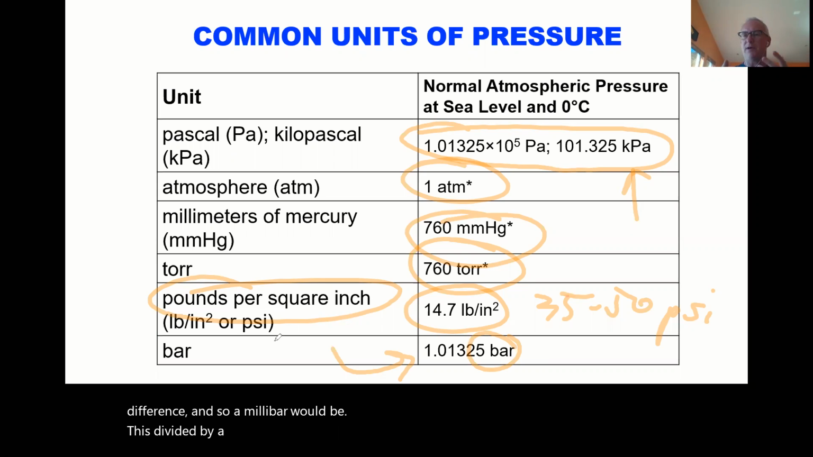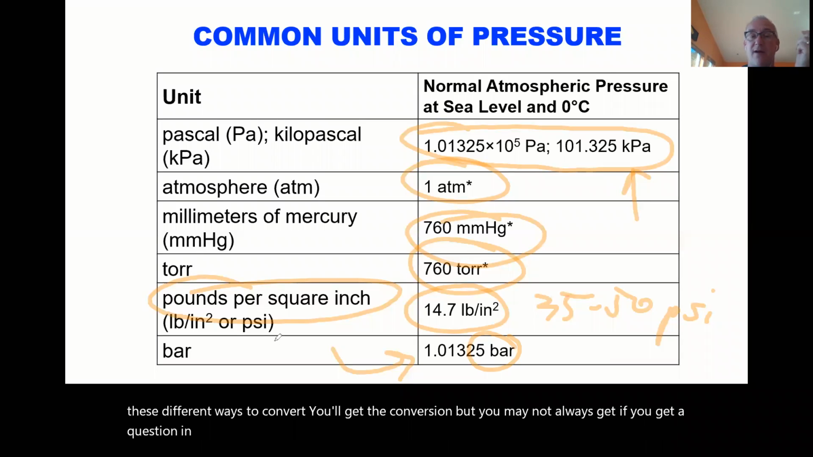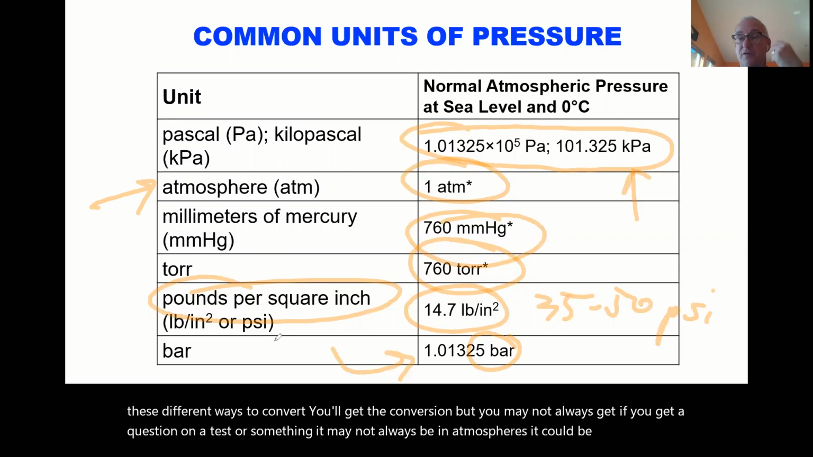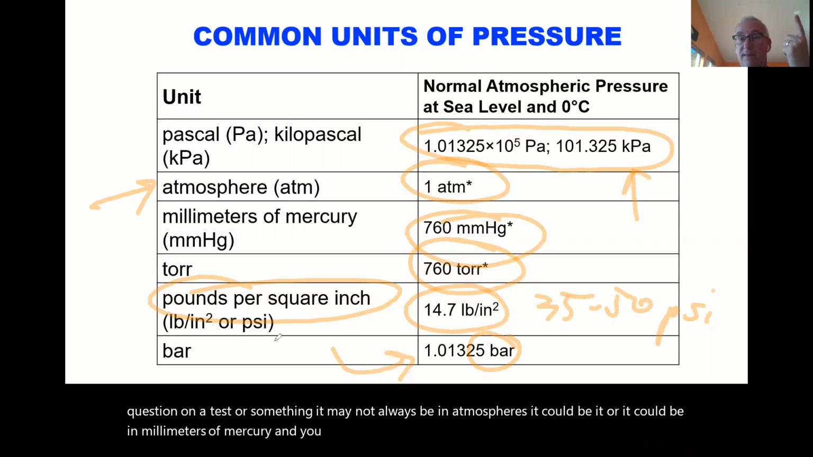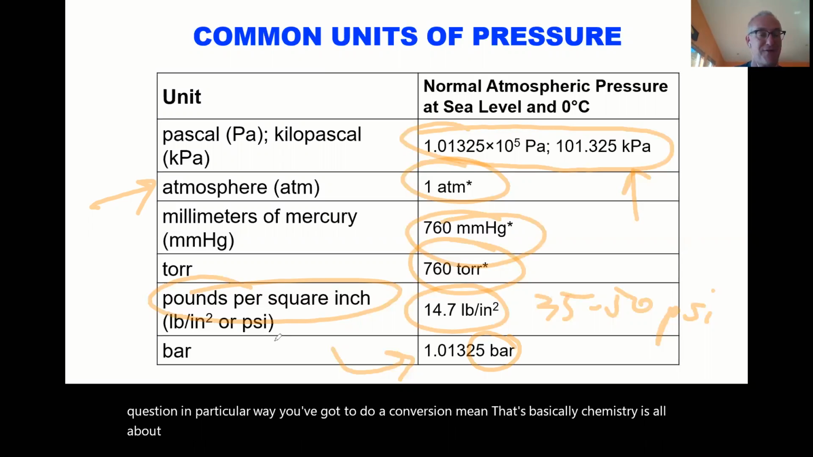But basically, you don't have to memorize all these different ways to convert. You'll get the conversion, but if you get a question on a test or something, it may not always be in atmospheres. It could be in torr, it could be in millimeters of mercury. And you'll have to remember that if you want to figure out your question in a particular way, you've got to do a conversion. I mean, chemistry is all about conversions, right? If you've been paying attention so far.